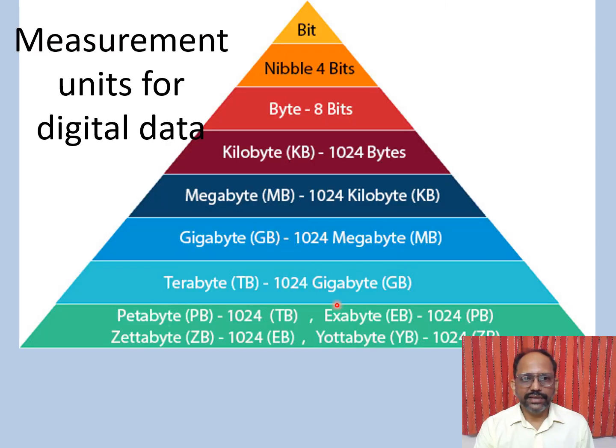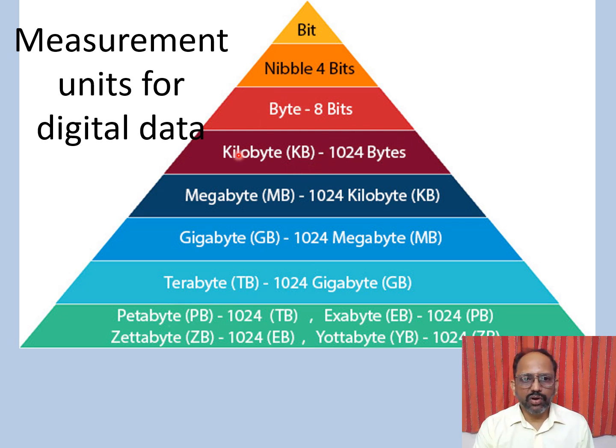In this slide, you can see the various measurement units for digital data. To start with, there is the bit. This is 0 or 1. Each 0 or 1 is called a bit. The full form of bit is binary digit. Then a 4-bit word is called a nibble. An 8-bit word is called a byte.